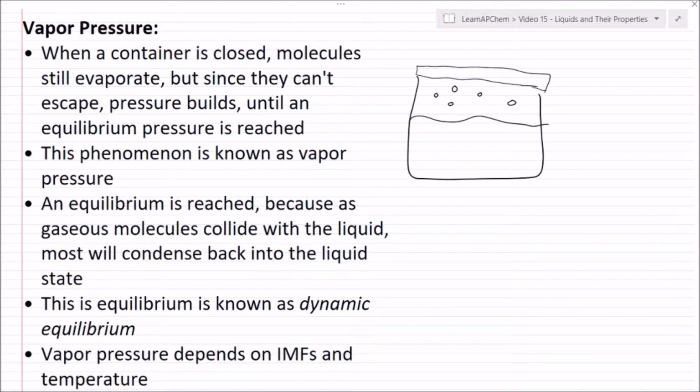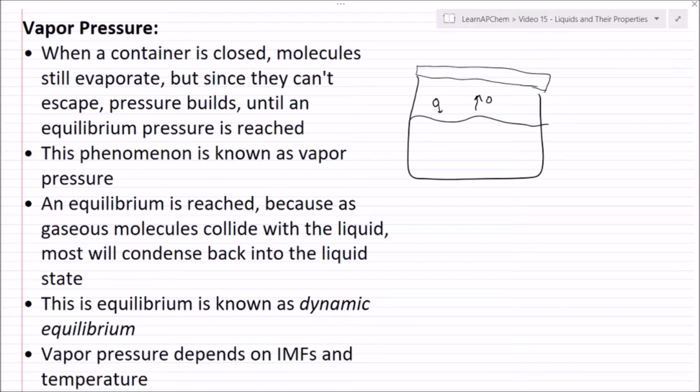Now, this equilibrium is reached because when these gaseous particles collide, they're going to bounce off and eventually they'll hit the liquid. And when they collide with the liquid, they almost always are going to condense back into liquid form. And my equilibrium happens when the rate of gas being converted back to a liquid is equal to the rate of gas being produced. And that's my vapor pressure equilibrium. And this is known as dynamic equilibrium. The rates are the same, not that the process has stopped.